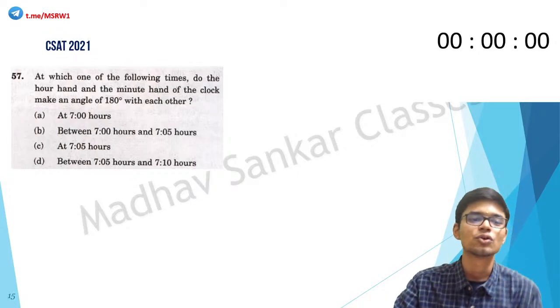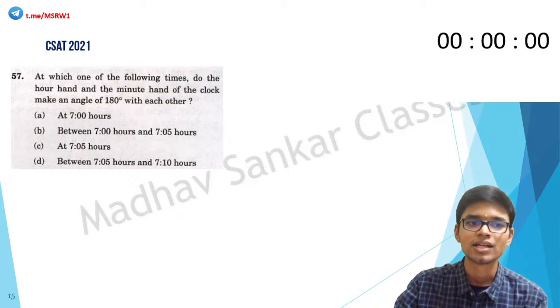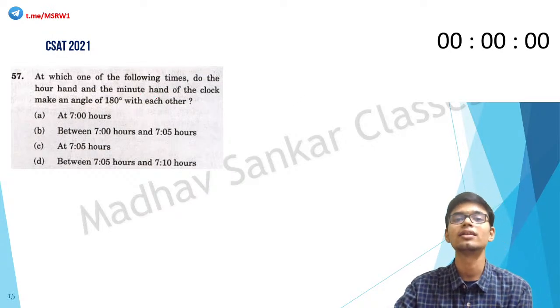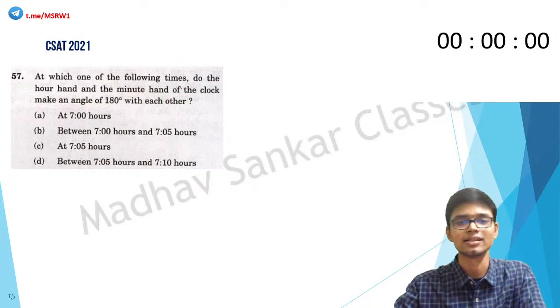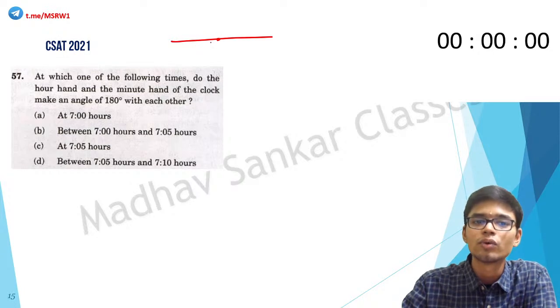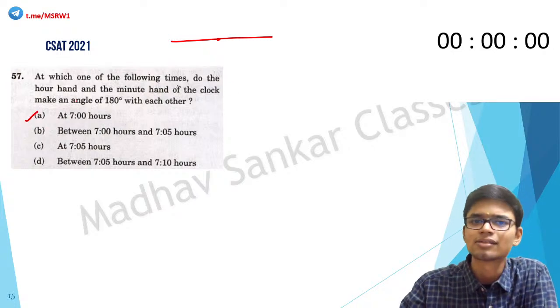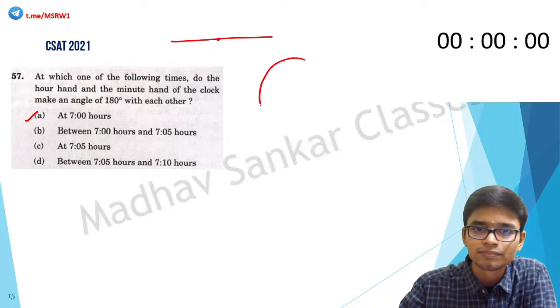Time's up. So, question is, at what time does the hour hand and the minute hand of the clock make the angle of 180 degree? 180 degree means what? Straight line. Correct. So, at what point does the hour hand and the minute hand are in straight line? Option A, 7 hours. Let's draw a clock, analog clock.